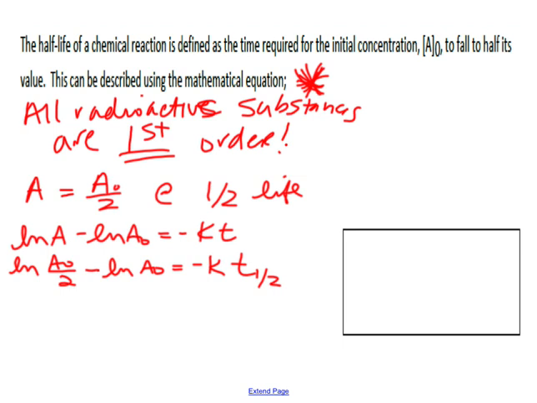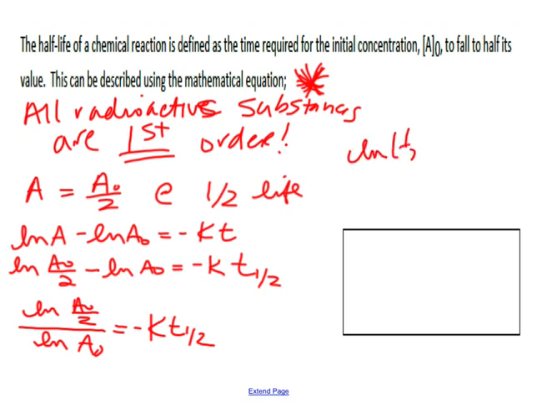All right, now you just need to go back into your algebra drawer, and if you subtract logs, what do you actually do? You divide them. So we end up getting ln of A naught over 2 divided by A naught, which is equal to negative k t 1/2. What does that reduce to? Just guess, it's easy. ln of a half, exactly. ln of 1/2 is equal to negative k t 1/2.